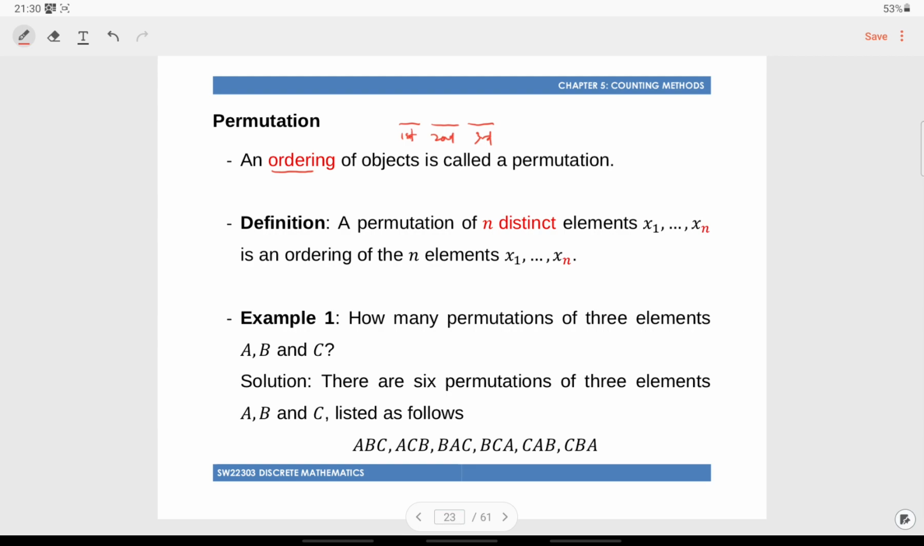We consider the first example. How many permutations are there of 3 different elements A, B, and C? There are 6 permutations of the 3 different elements A, B, and C, listed as follows: ABC, ACB, BAC, CBA, CAB, and BCA. And all these combinations are unique. There are no repetitions.